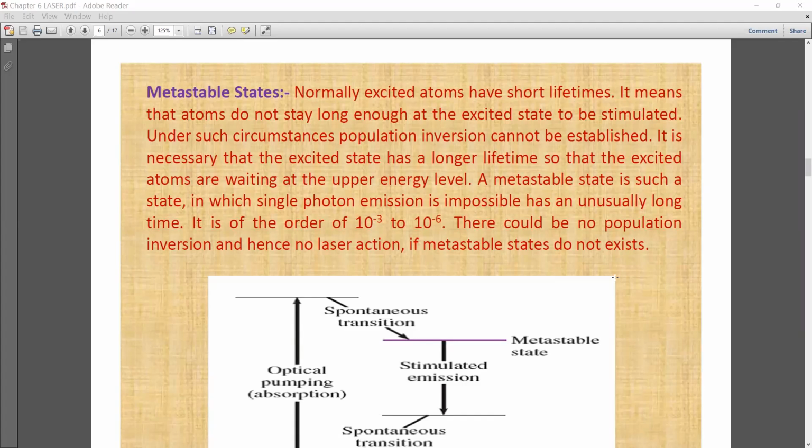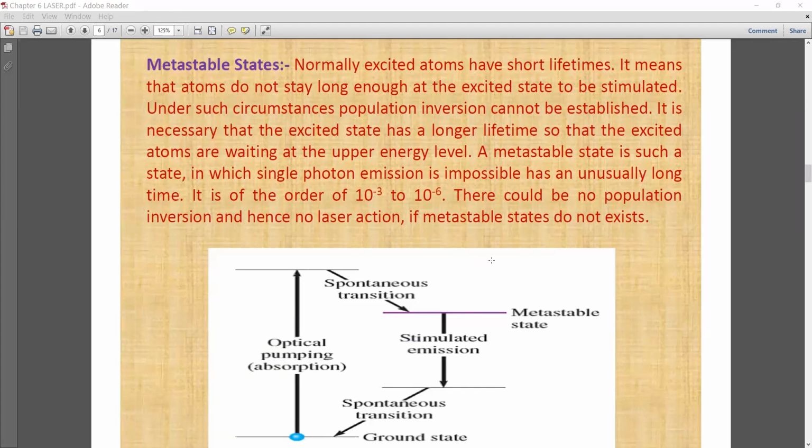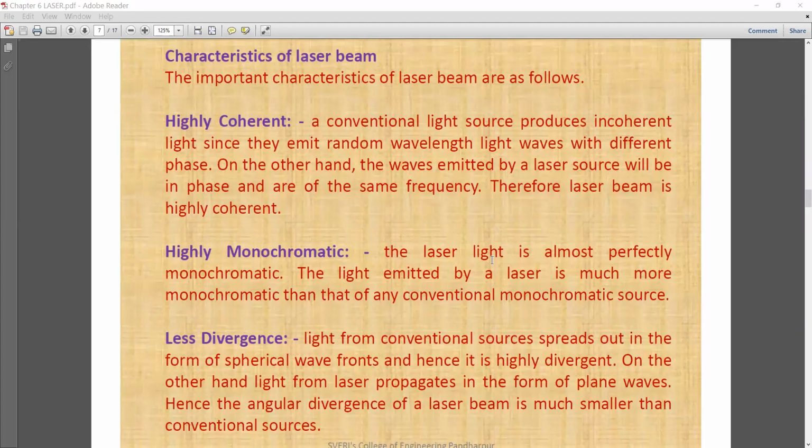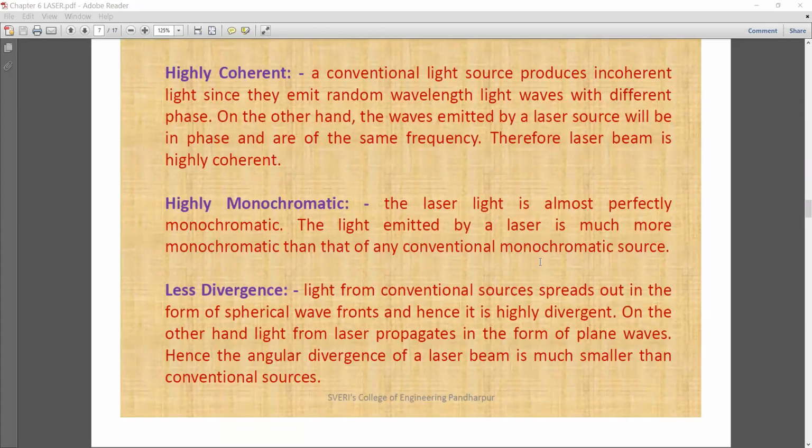Yes. So next is characteristics. So we go for the characteristics. First, highly coherent. We will read. Rupali. Yes, sir.